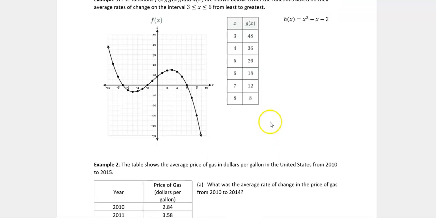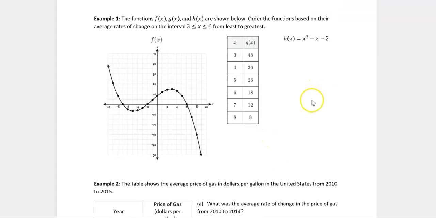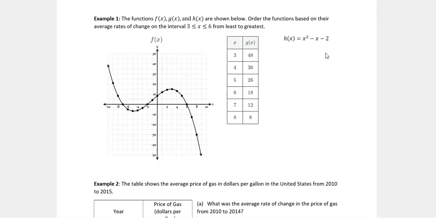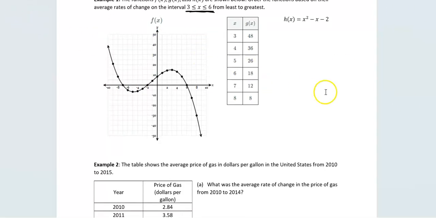So let's practice this. I've got a few types of problems. We've got graphs, tables, equations, and a word problem. So naturally, we're going to cover all of these things in a wonderful, wonderful way. In example 1, we're trying to find the average rate of change from 3 to 6. So it's always going to be something of 6 minus something of 3, and we're going to use these different equations.